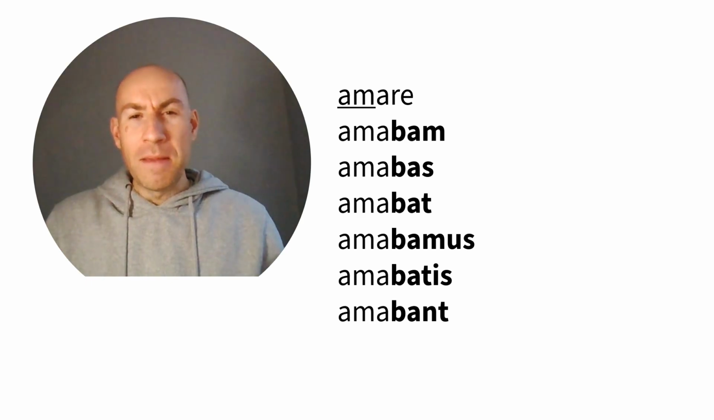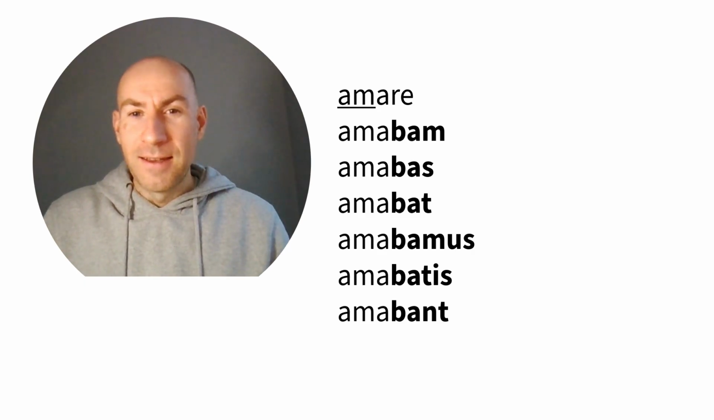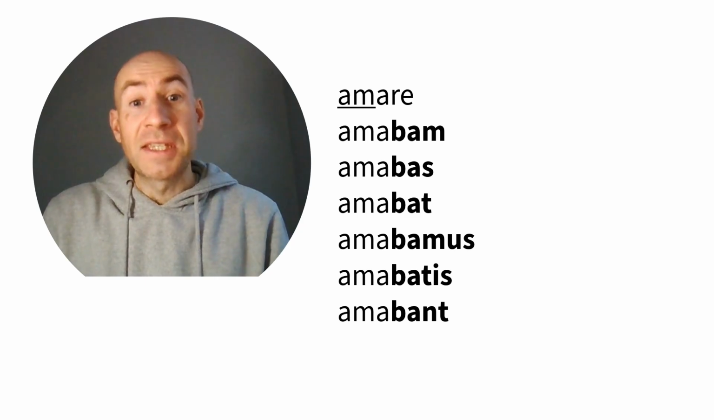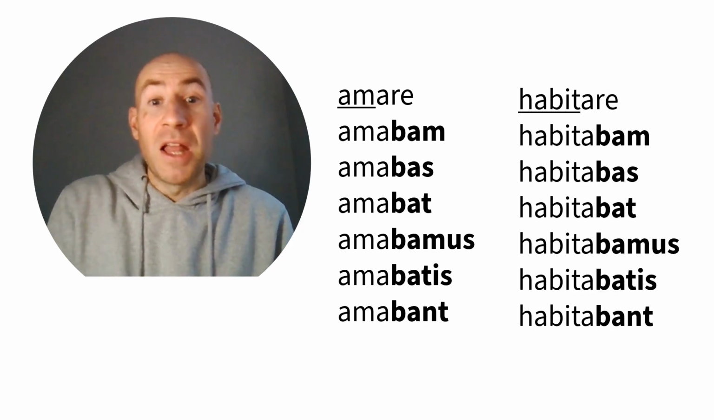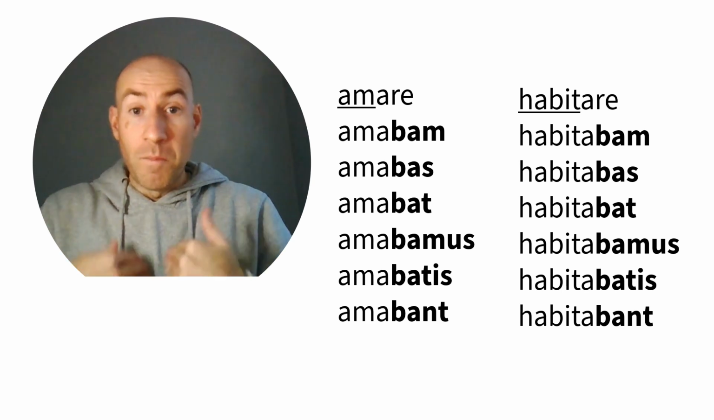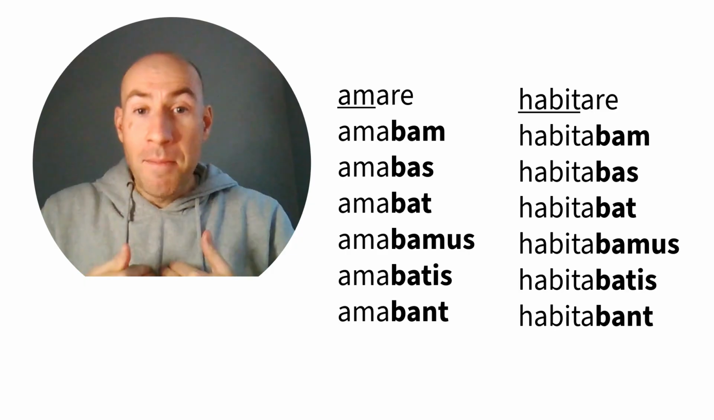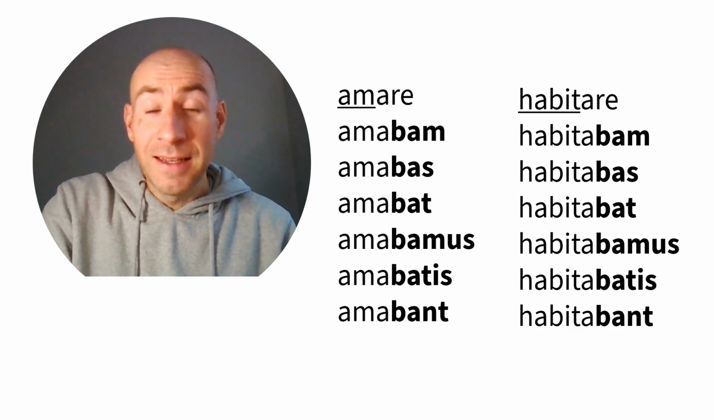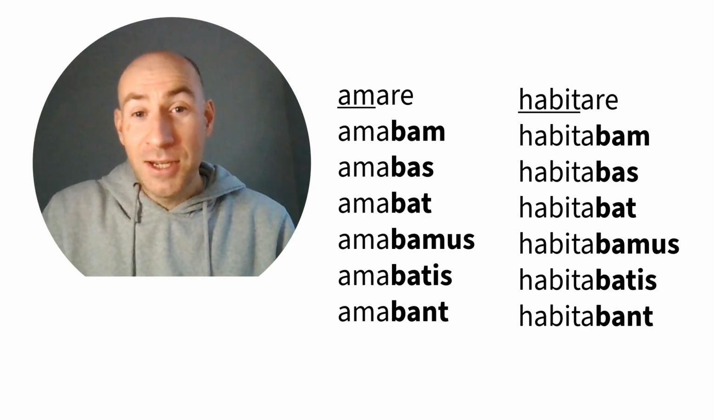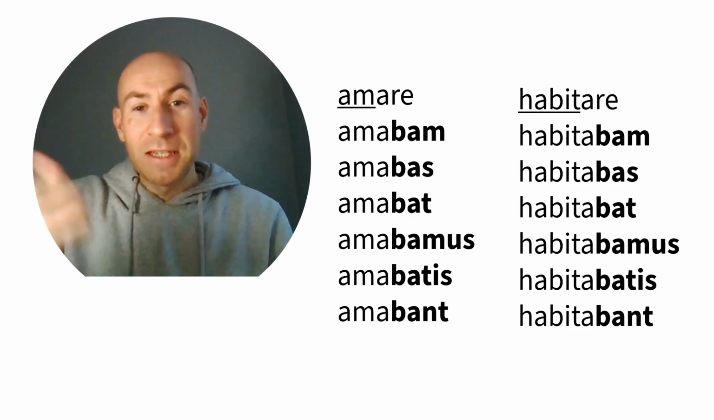How do we form the imperfect? What did I say? Remove the -are, which gives us a stem: habit-. And then we'll add -bam for me. So habitabam, habitabas. You lived, were living. Habitabat: he, she, it lived, was living, used to live. Habitabamus, habitabatis, habitabant.